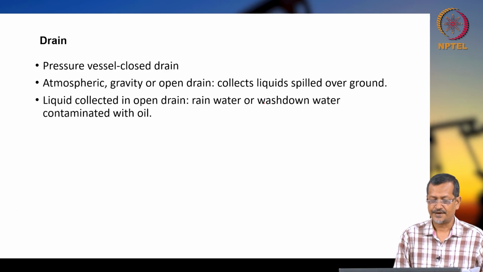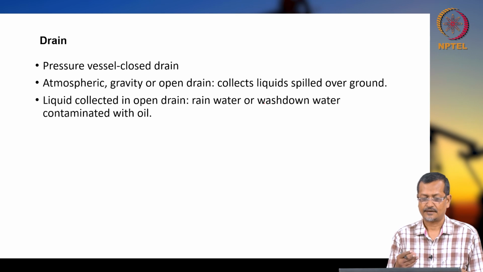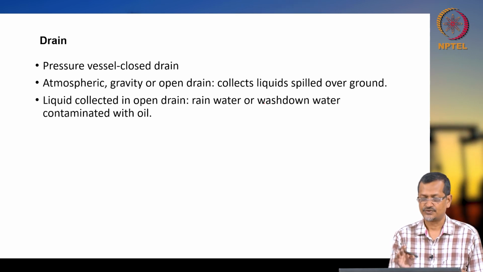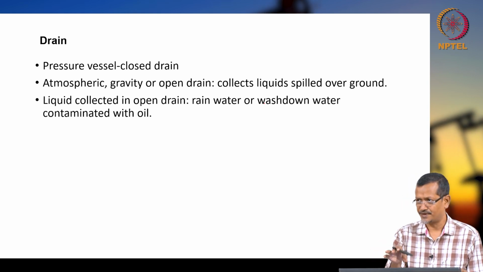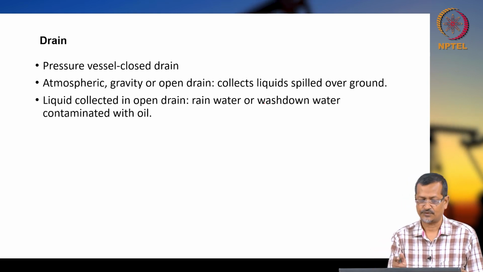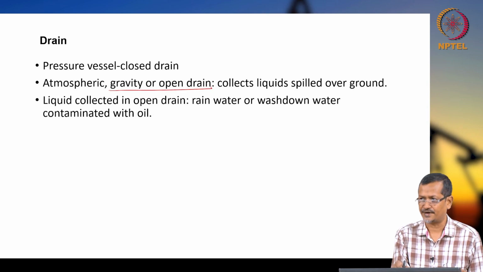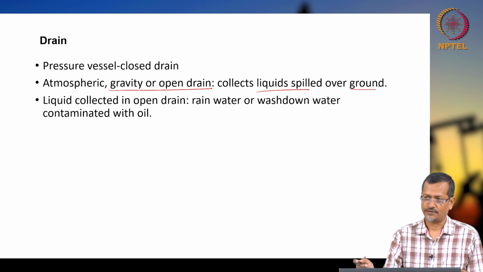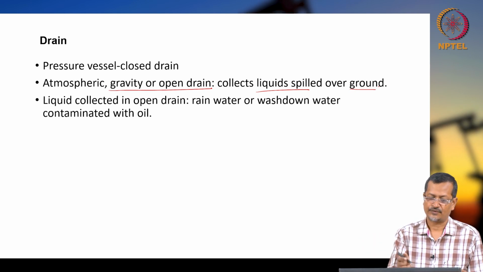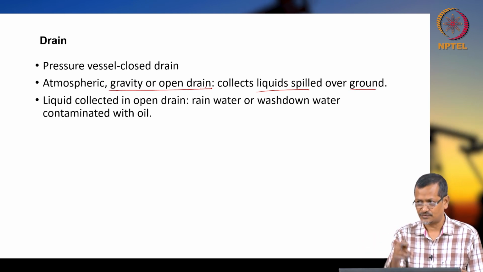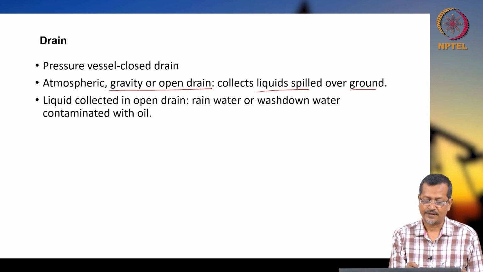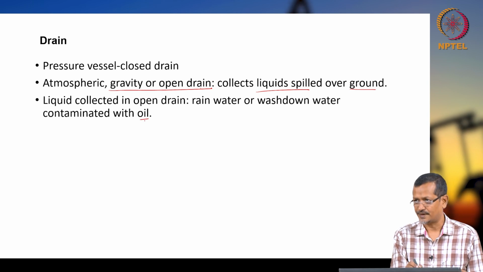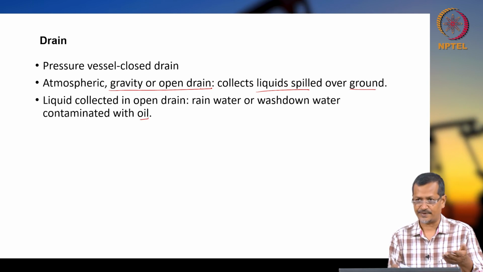Drains. So, a drain will be connected to a pressure vessel. Let us say if you have a closed drain, it will be connected to a pressure vessel. If you have an open drain, then it may not be connected to a pressure vessel. It will be atmospheric, gravity or open drain. It collects liquid spilled on the ground. So, all the liquid will be collected and go through this open drain, then the pile. Liquid collected in the open drain, rainwater, washdown water or contaminated water, will be collected in the drain, in the offshore application.